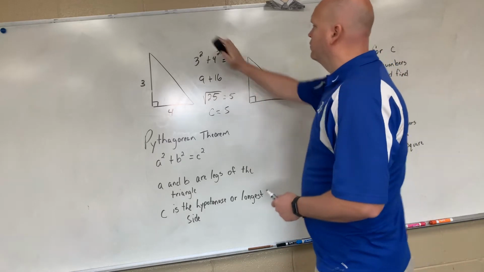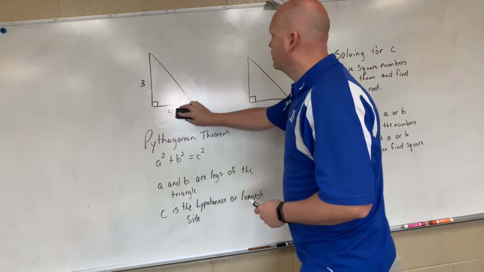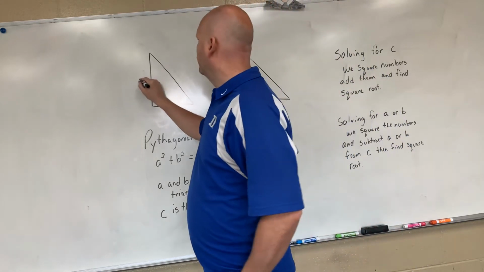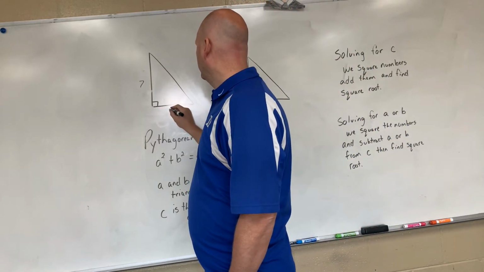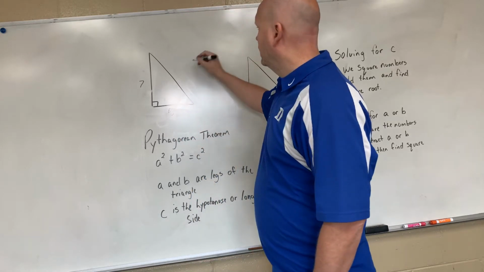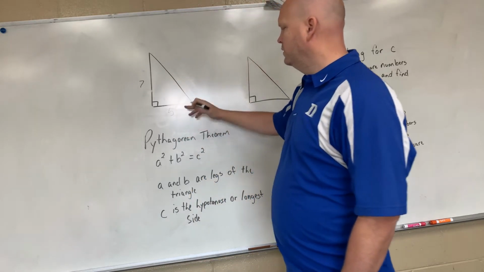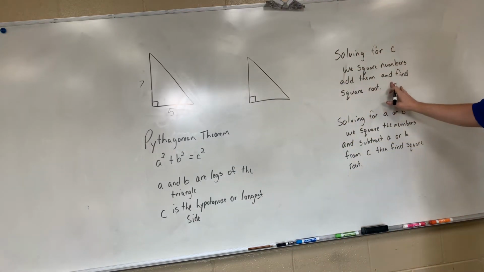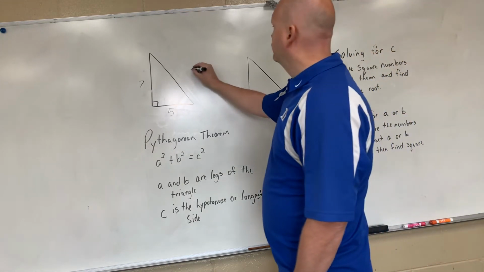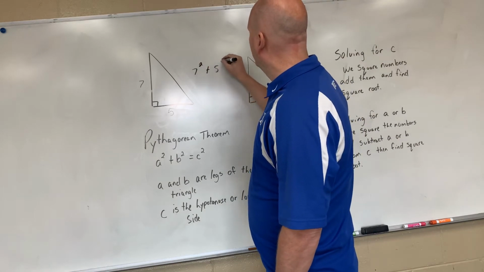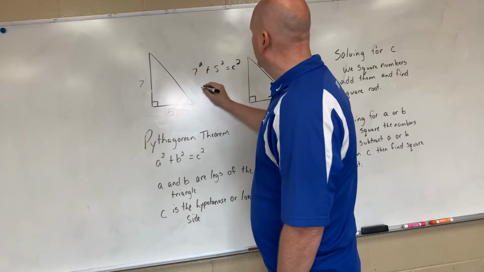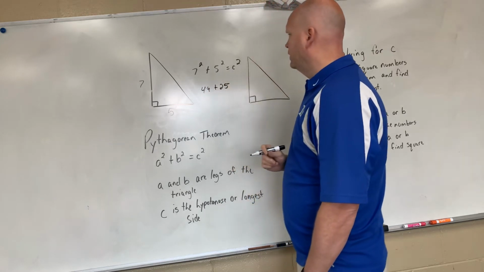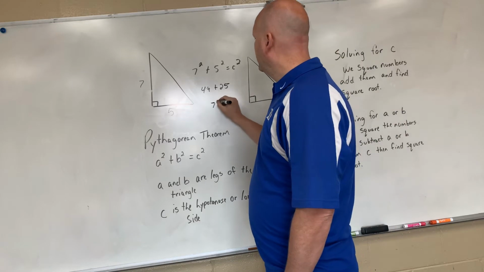So again, sometimes they will give it to you that they will not equal a whole number when you find the square root. So if I did 7 here and we'll do 5 here. So again, these are the legs. So we are just doing the adding and finding the square root. So we would do 7 squared plus 5 squared equals C squared. So 49 plus 25, which is 74.